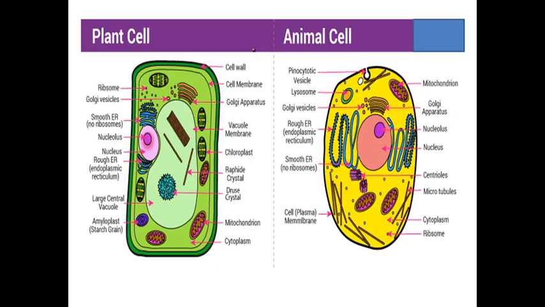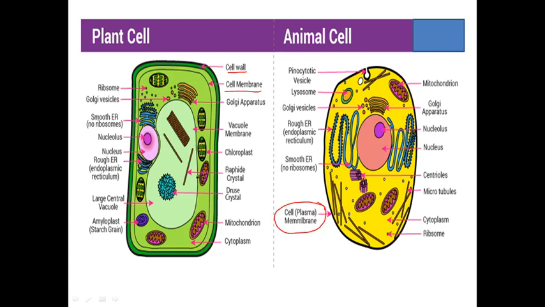Let's talk about the difference between the plant cell and animal cell. As we know, all organisms, whether plant or animal, are made up of cells. Hence the differentiation between the plant cell and the animal cell. In the plant cell, both cell wall and cell membrane are present, whereas in the animal cell, only the cell membrane is present, there is no cell wall.